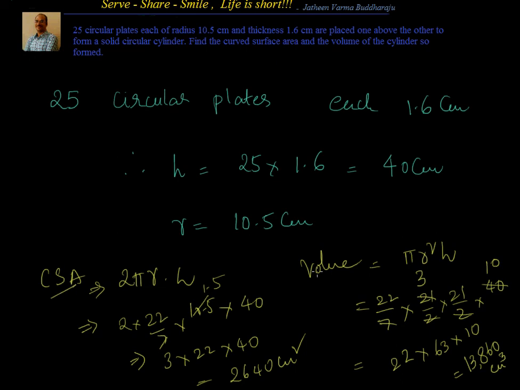So that's the CSA and volume of the solid, the cylinder so formed. The CSA and volume are like this. So the point we have to understand is, when we place 25 circular plates one on top of the other, 25 multiplied with the thickness will give you the height. 25 into 1.6 is height. Once we know that, we directly know the formula for CSA and volume.